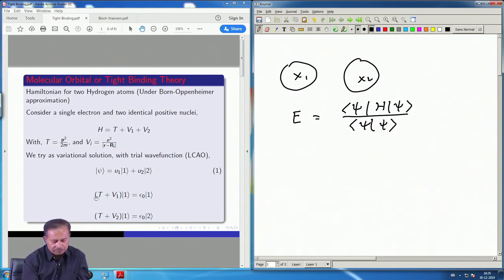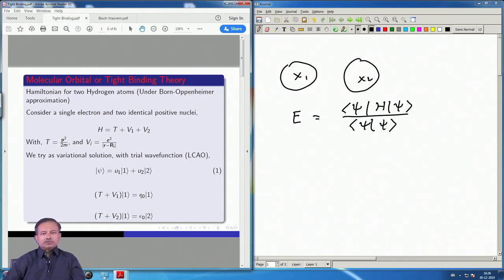So, nevertheless, as I said, I do not have to choose, but let us just assume that we know the wave function 1, which is an eigenfunction of T plus V1, the Hamiltonian for the first hydrogen atom. Similarly, for the second hydrogen atom, T plus V2 is its Hamiltonian, and the second wave function 2 is an eigenfunction of that Hamiltonian with the same energy, because there is nothing to distinguish between the two atoms.